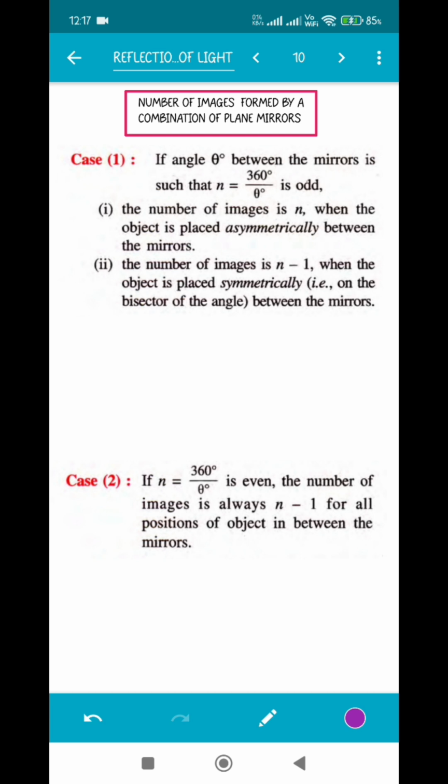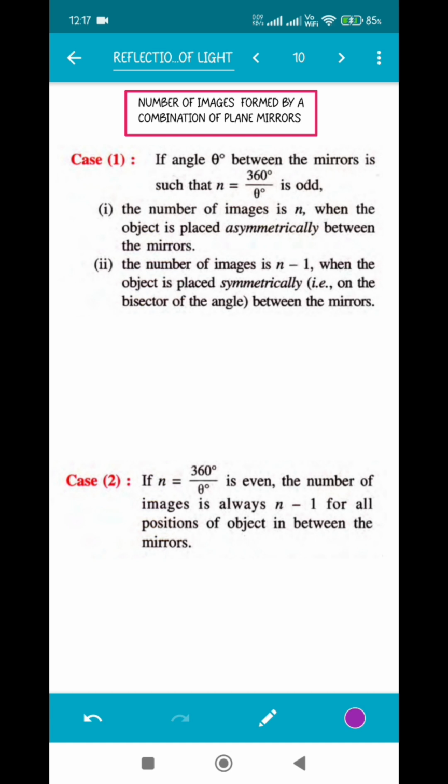If theta is the angle between the mirrors, let's imagine two mirrors are placed and the angle between them is theta. Before finding the number of images, we are going to find the value of a variable, n. What is n? n is 360 degrees divided by theta. This n is applicable in both the cases, and accordingly we find the number of images.